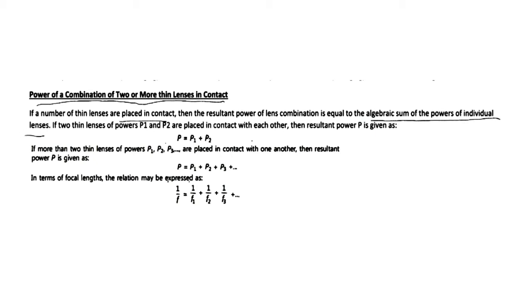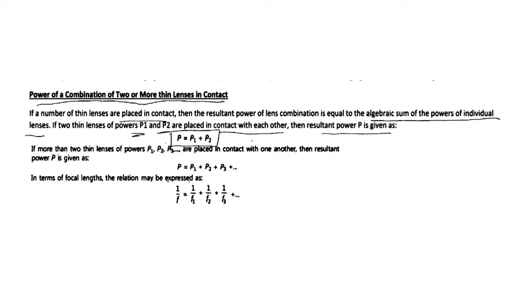Suppose you have two lenses which have powers P1 and P2. They are placed in contact with each other. So the resultant power of these two lenses placed in contact will be equal to the algebraic sum of P1 and P2.